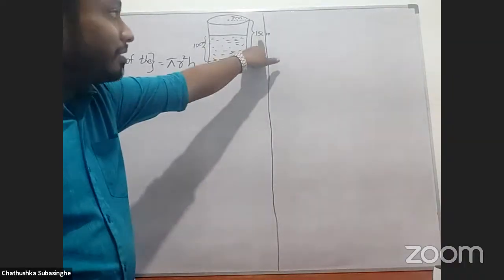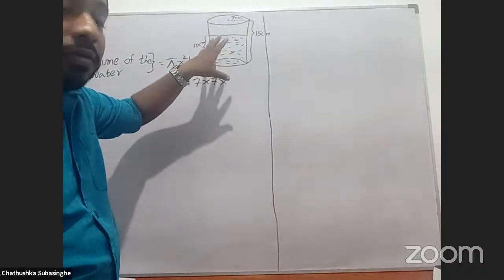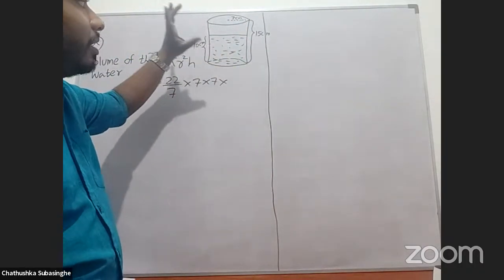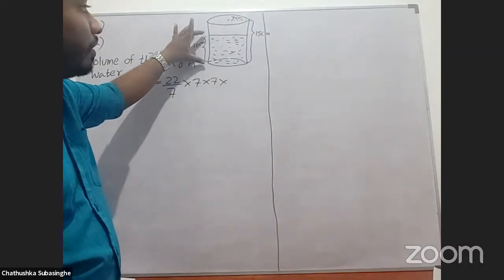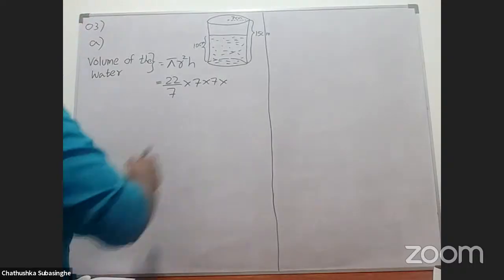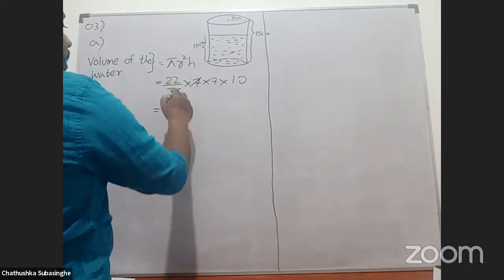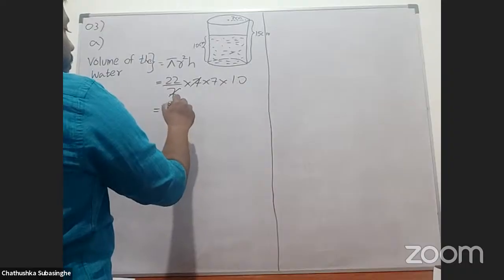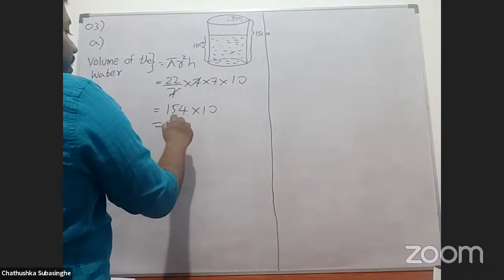Now don't put this h. This is the height of the total cylinder. We are not calculating the total height of the cylinder. We are calculating the water volume only. So we have to take the water height only. So it is 10. So 7 and 7 get cancelled off. 7 times 2 is 14. 154 times 10. Yes, your answer is correct.